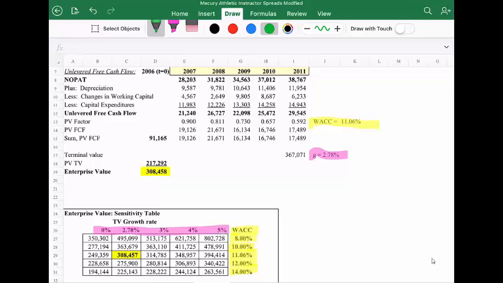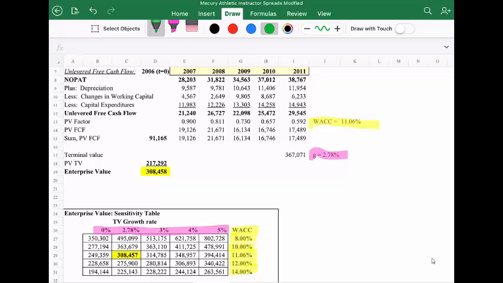I'd like to discuss one more thing with you before we go into the final value recommendation, and that is sensitivity analysis. And you will be required to include a sensitivity analysis as part of your final valuation project.